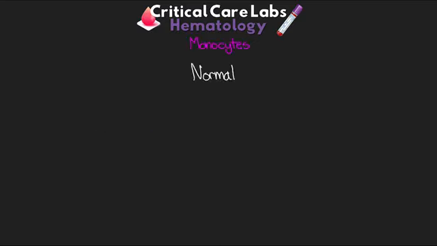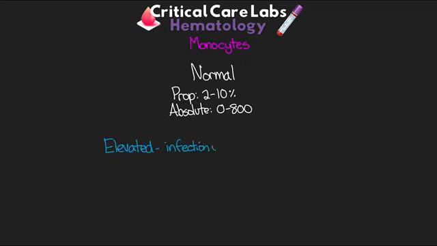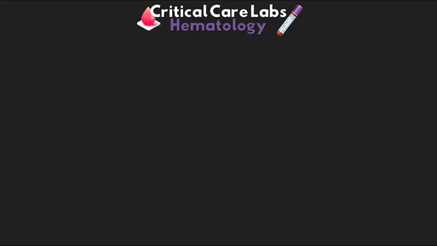And the last differential we're going to talk about is the monocytes. And here, normal value proportional 2 to 10% with an absolute value of 0 to 800. And then we can see elevated monocytes in some infections like bacterial endocarditis, TB, etc., as well as autoimmune disease. All right, so those were the white blood cells and the different differential counts.